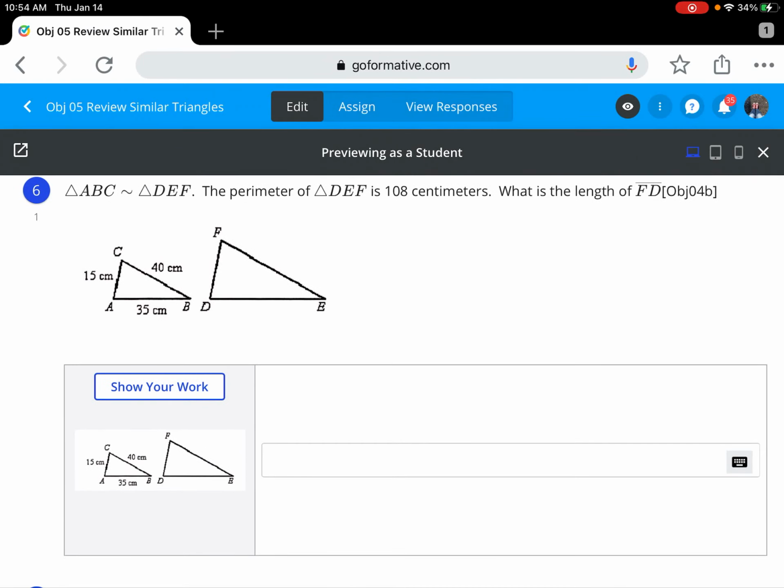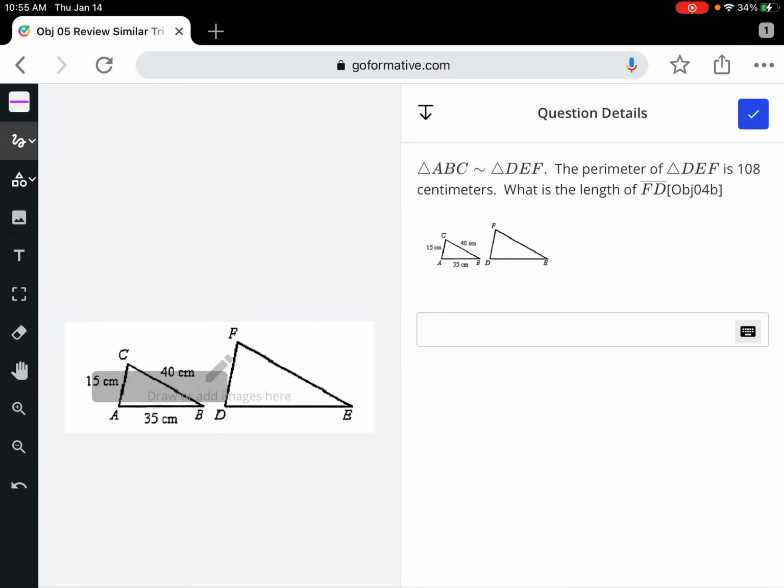So you're given in this case that these two triangles are similar. You're given the perimeter of one. You need to find the length of the other. So this isn't that bad. What you have to do first with a problem like this is, I know the perimeter is equal to 108, and I'm trying to find FD.